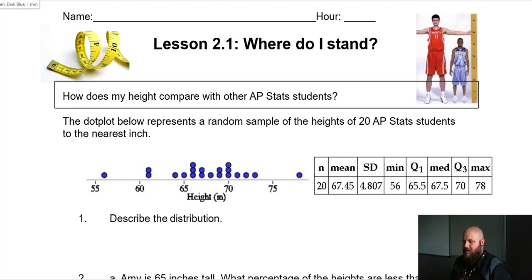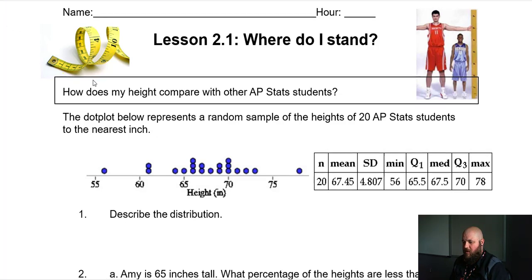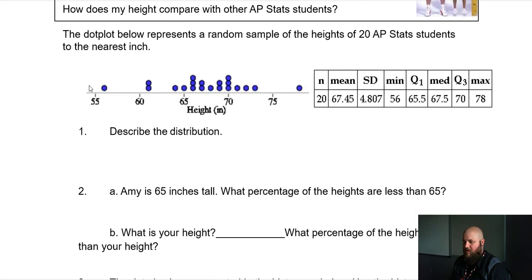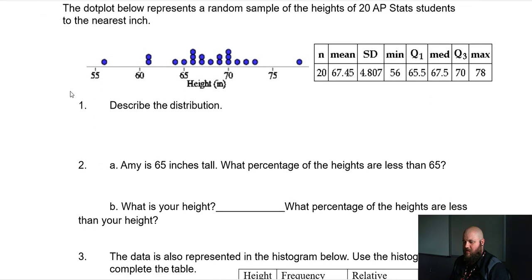And in that, they gave us a little breakdown there of the n, which is sample size, our mean, our standard deviation, and our 5-number summary, our min, Q1, median, Q3, and max, okay? And they gave us a nice little dot plot. So with this, to start out, what do we need to do to describe the distribution?